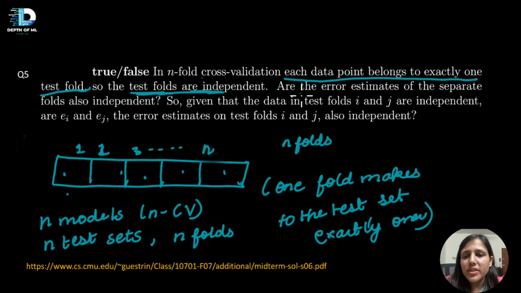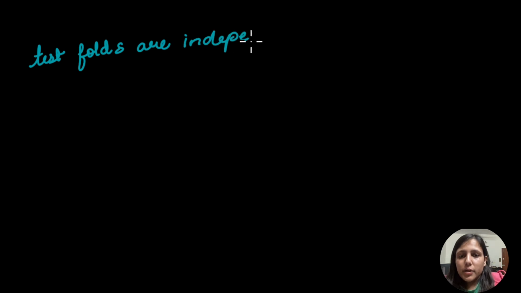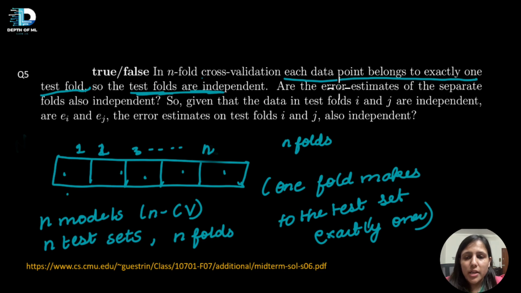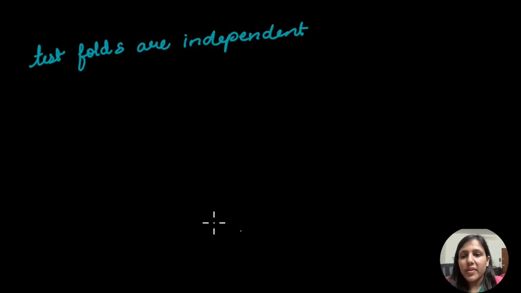Are the error estimates of the separate folds also independent? So they're asking a question. They're saying your test folds we saw are independent. Correct? So the question they are asking is, are the error estimates of the separate folds also independent? So given the data, in the test folds I and J are independent, and the error estimates are E_I and E_J, are the error estimates on the test folds I and J also independent? It's a very good question.